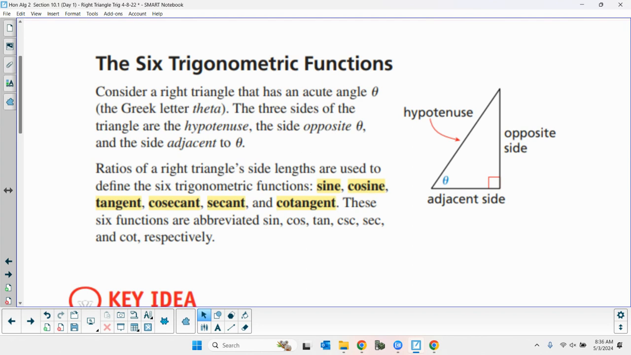So there are what we call trig ratios, trig functions, that are sine, cosine, and tangent, and then cosecant, secant, and cotangent. Sine and cosecant are reciprocals. We will write these as fractions. Cosine and secant are reciprocals. Tangent and cotangent are also reciprocals. So once you have one of them, you already got the other one basically by flipping. Okay?